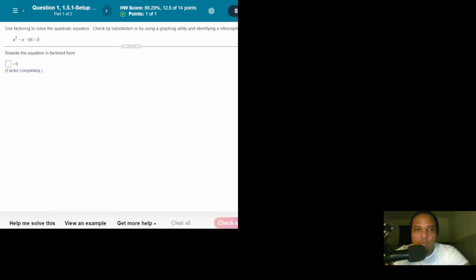Okay, there we go. It says use factoring to solve the quadratic equation. So we're going to start off by attempting to factor. Write x squared minus x minus 56 equals 0, and we want to see if this is factorable. Start by making your two parentheses like so, and put your x's in front so you can get your x squared when you FOIL, when you distribute, right?